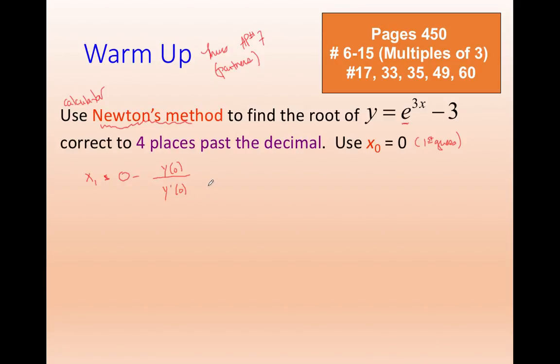Now this actually turns out to be a rational number because y of 0 is what? If you plug in 0 here, you get e to the 0 minus 3, right? So that's 1 minus 3, which is negative 2. And then y prime is 3e to the 3x. And if you put 0 into there, you just get 3, right? So this is actually 0 minus negative 2/3, which is 2/3.